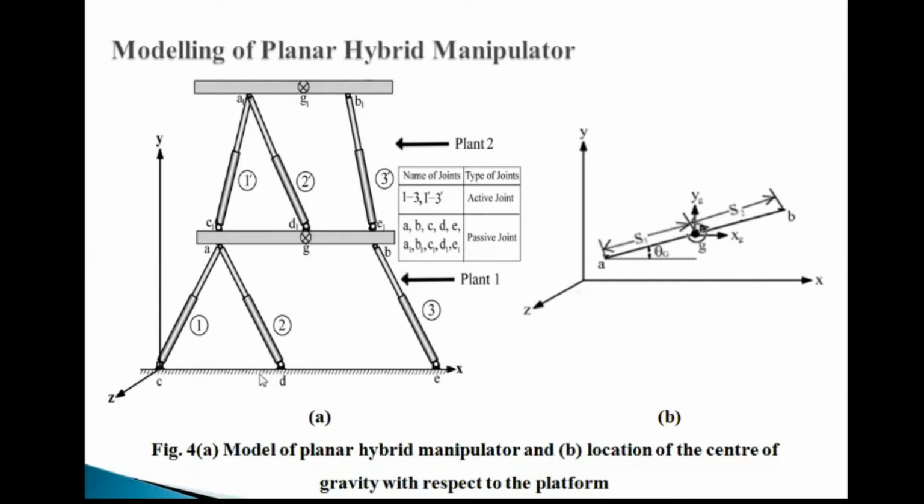Now here you can see the base CDE. This base is fixed and this AGB is the moving platform. As I told you, the moving platform is connected to the fixed platform by 3 actuators. These are the 3 actuators which are considered as a piston cylinder arrangement, having reciprocating motion. Now, the center of gravity of the platform is taken as G here. So, AGB of the lower manipulator becomes the base C1, D1, E1 for the upper manipulator.